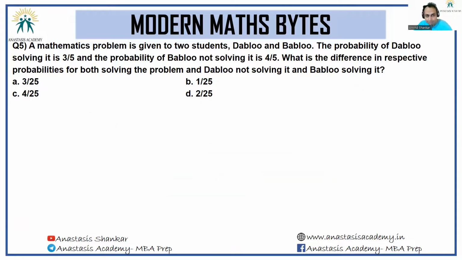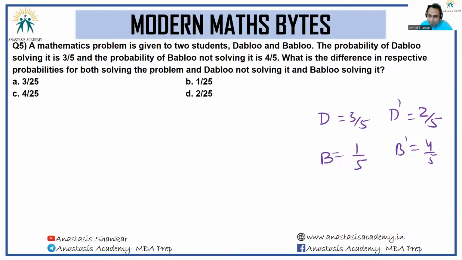Last question. A mathematics problem is given to 2 students, W and Bablu. The probability of W solving it is 3 by 5, and the probability of Bablu not solving it is 4 by 5. Okay. So W solving is 3 by 5. W not solving will be 2 by 5. Bablu not solving is 4 by 5. So Bablu solving will be 1 by 5, because these are mutually exclusive and collectively exhaustive events.